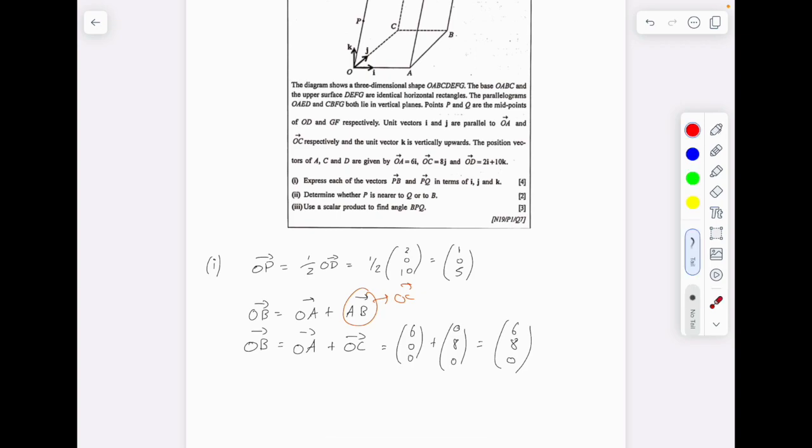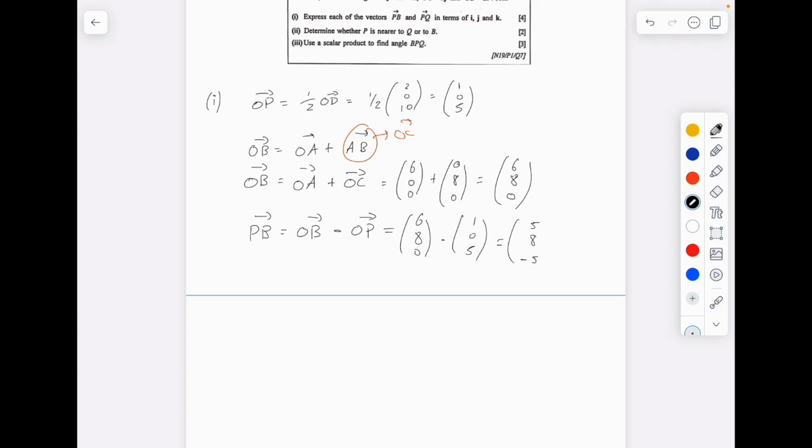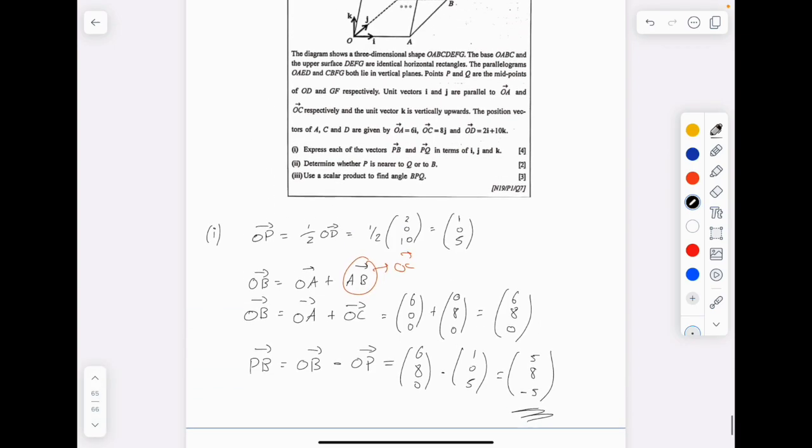So therefore, with that information, I can say that PB is going to equal OB minus OP, okay, which is going to give me (6, 8, 0) minus OP, which is (1, 0, 5), which gives me (5, 8, -5). Cool. So we got that. Now PQ.